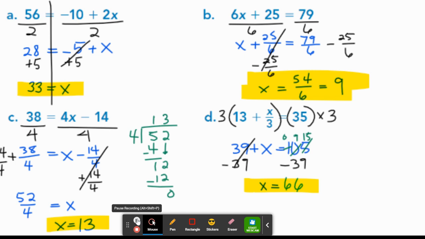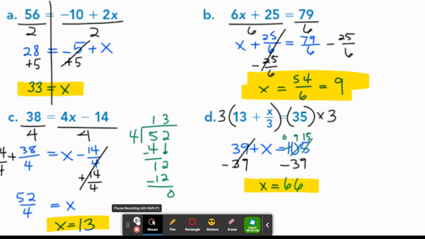And for 4D, I multiplied times 3 on both sides because they were originally dividing by 3. And then I subtracted 39 from both sides, and that gave me x is equal to 66. If you need to pause here to take some notes, go ahead and do that now.